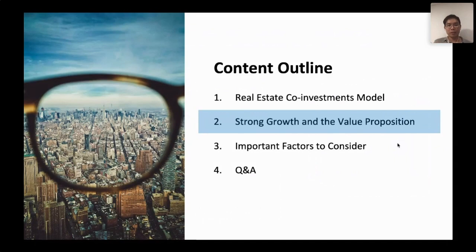So in short, for the content outline, right? For this section on strong growth, we're going to discuss the strong growth and the value proposition of co-investment platforms in other parts of the world. This growth, we see, is driven by several factors, and we'll discuss these factors. In our opinion, the greatest driver would be the value proposition that this investment class would bring to the investors. All right, next slide, please.